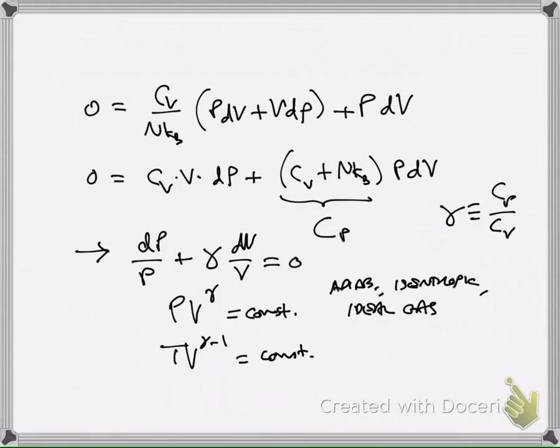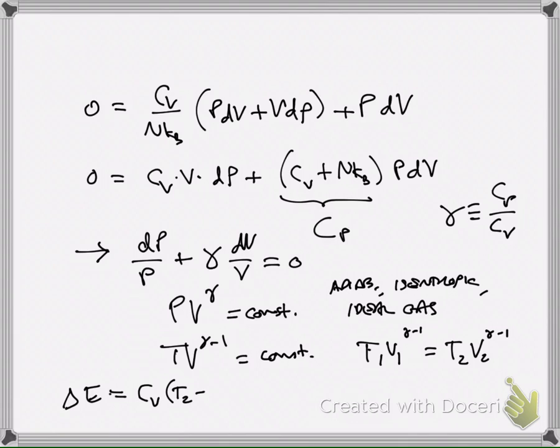And so if that's the case, then T1 V1 to the gamma minus 1 has to equal T2 V2 to the gamma minus 1. And so then delta E, which is the thing we care about, is going to be CV times T2 minus T1. We can just plug stuff in, and what are we going to find? It's going to be CV T1 times V1 over V2 to the gamma minus 1, all minus 1.